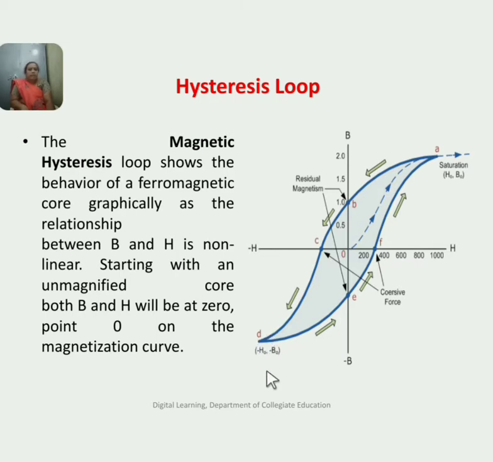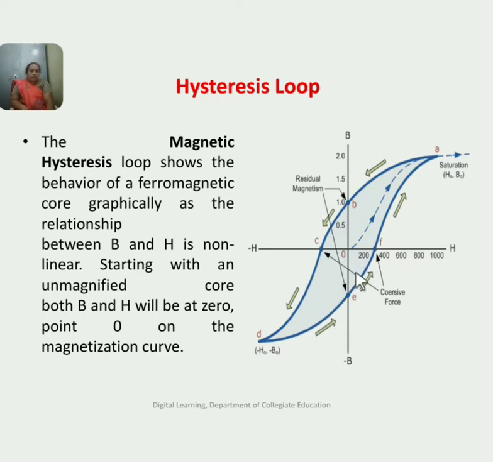If the magnetizing current is reduced again to 0, what happens? The residual magnetism present in the core will be equal to the previous value, but in the reverse direction. Okay. Then again we reverse the magnetizing current flowing through the coil.